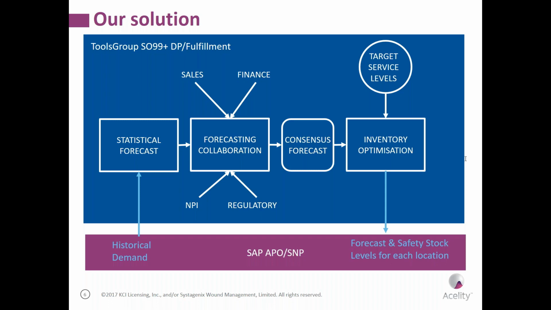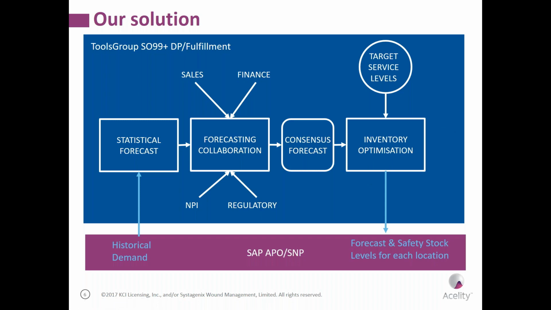We then get some additional input from their sales teams, from finance, so that we're making sure we're actually closing the gap between the forecast and the budget. We're bringing in some of their product information in terms of new product introduction, and then obviously the regulatory side of things as well, where we're looking to get products approved in specific markets that allows them to be sold at volume. And from that, then we were able to generate a consensus forecast.